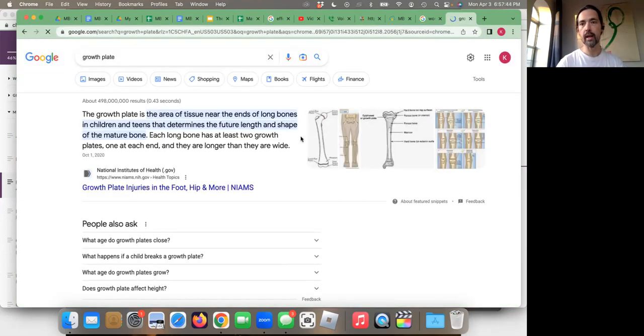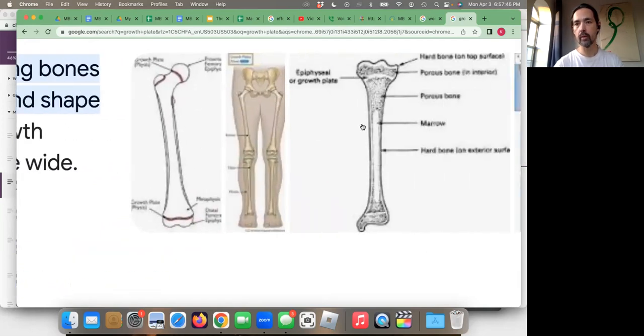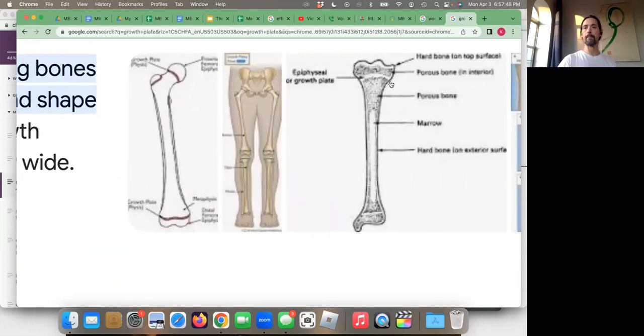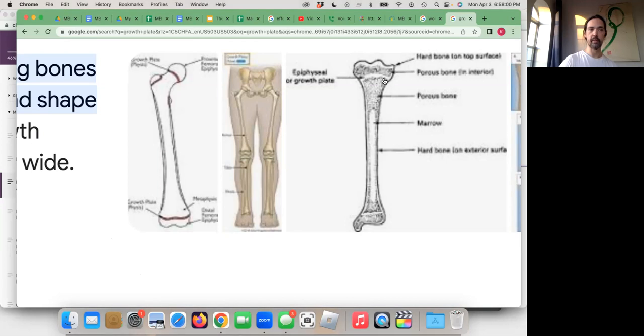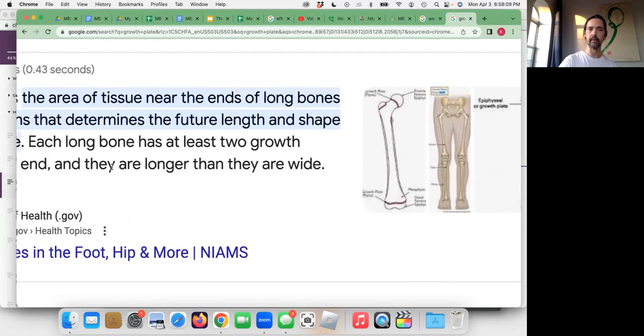A growth plate is an area of the bone which allows the bone to expand and get longer as a child grows. That's a growth plate, and that is considered technically an amphiarthrosis. It's considered a type of joint. I don't think that they're going to ask you about that, but just for clarity, you should know where that is.